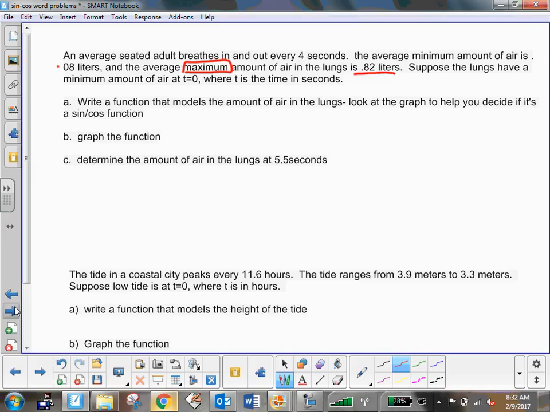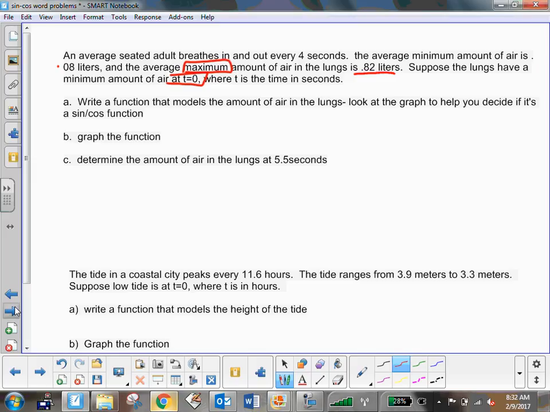And clearly, suppose your lungs have a minimum amount of air at T equals 0. So it's not like you ever get rid of all of your air, right? You always have some air in your lungs. It's just that you breathe it out, unless you're blowing it out totally. Where time is T in seconds.